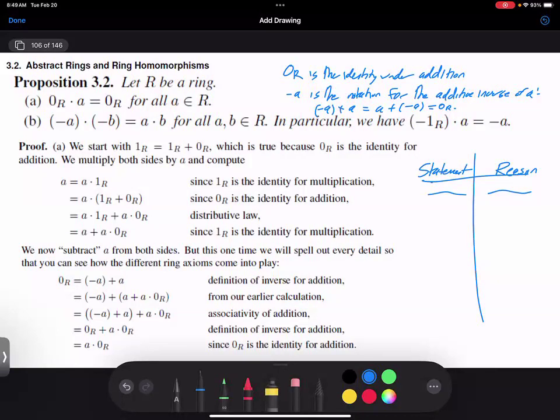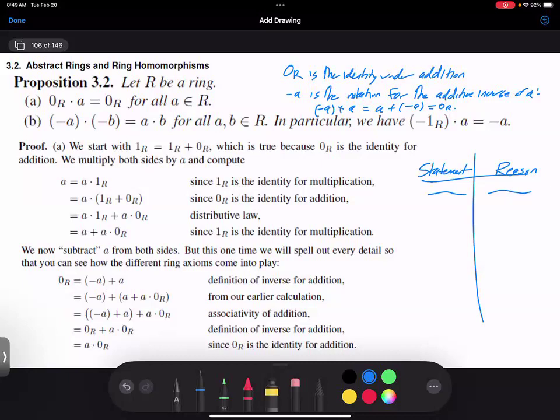And then we can say the identity element is the same as the identity element plus the additive identity 0. And that's just because that's the definition of what it means to be the additive identity 0. I can add 0 to anything and I don't change its value. The next thing is we now use the distributive law. A times a sum is the sum of the products. So then we get A times the identity element 1 sub R plus A times the identity element 0 sub R. They're different identities.